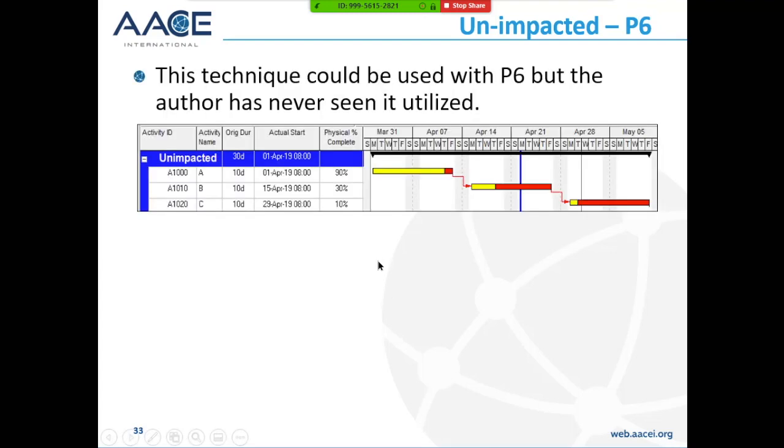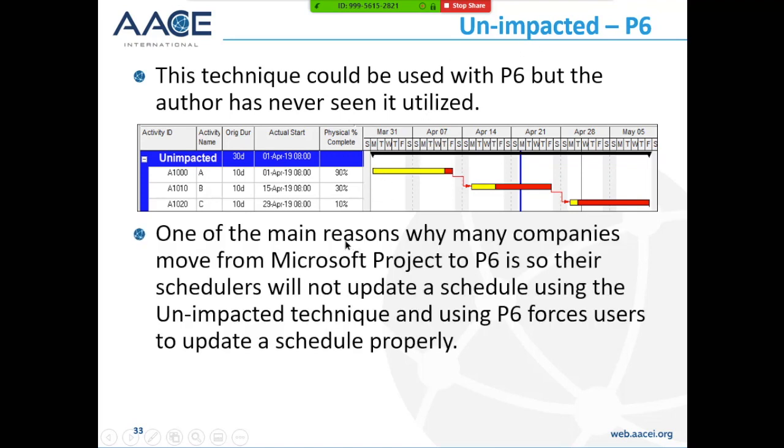So let's go on now to P6 and have a look at creating an unimpacted program with P6. This technique could be utilized with P6. I've never utilized it. There's some information in my papers showing how you could do it, but basically Oracle P6 is not designed for and doesn't use this process very well. One of the main reasons why companies move from Microsoft Project to P6 is so their schedules will not be updated using the unimpacted technique, as P6 basically forces users to update a schedule properly using the impacted with actuals method. I do outline in my paper how you can do this, but I don't recommend it.